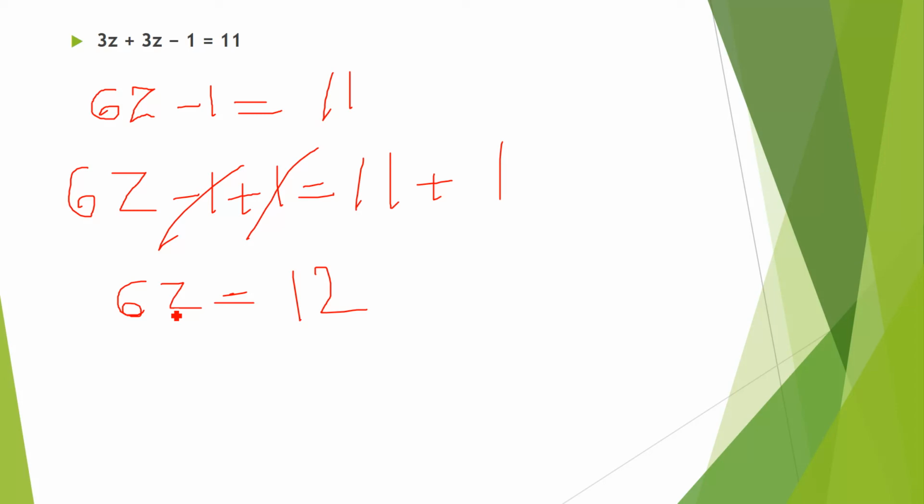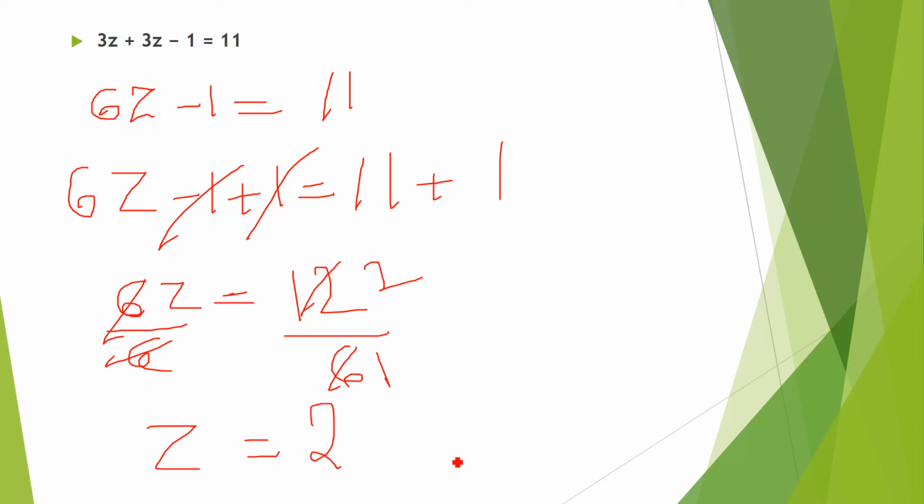And then how will you remove this 6? This is the multiplication. Divide it by 6. So z is equal to 6 one time 6, 6 two times 12, so 2. 2 is the answer. 2 is the value of z.